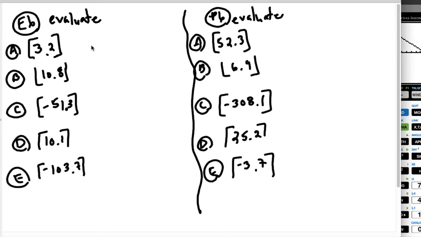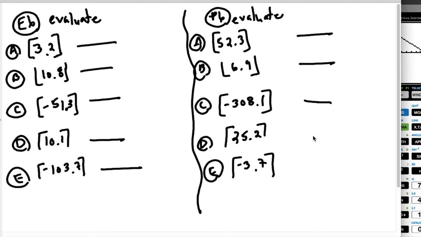So again, you don't have to do it, but I find it's helpful to draw the little number line. I'm just going to put a little number line here for all of them. Okay, so for this one, 3.2 lives between 3 and 4, right? This is a regular bracket, which means it's a round down function, so my answer is 3.